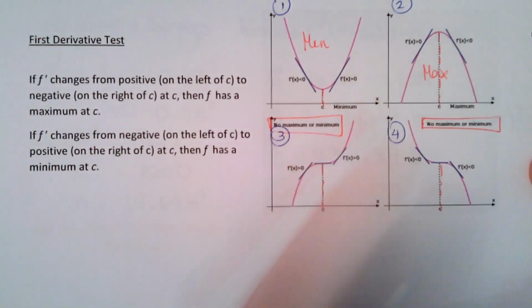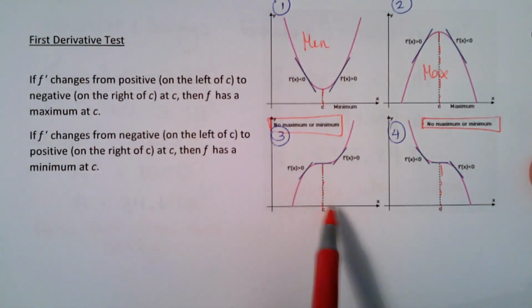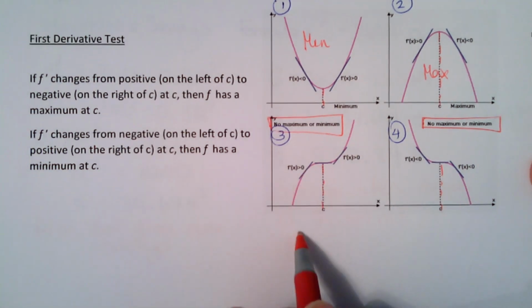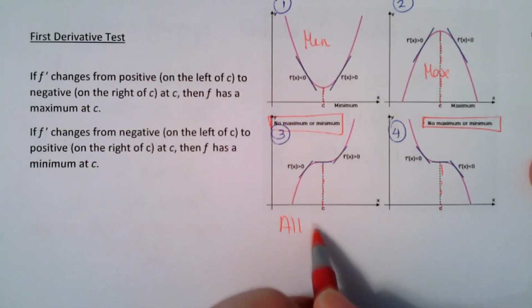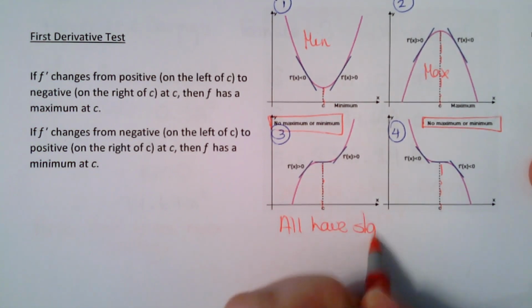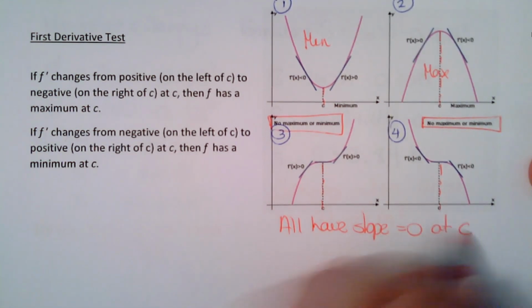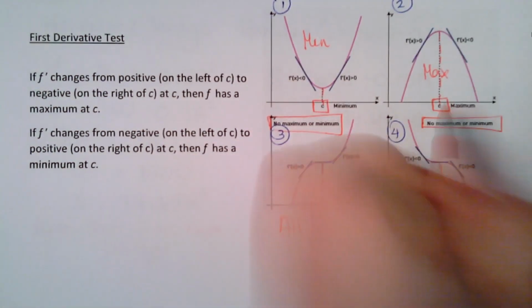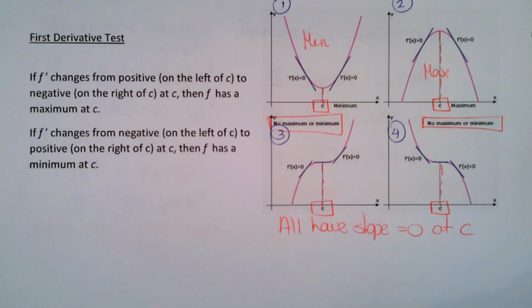But 3 and 4 don't. Right? Now, they do all have slope equals 0 at C. So here's why we needed this test. If you were to get the derivatives of these 4 functions, set them to 0, and solve, in each of these examples, you would get C as your answer.